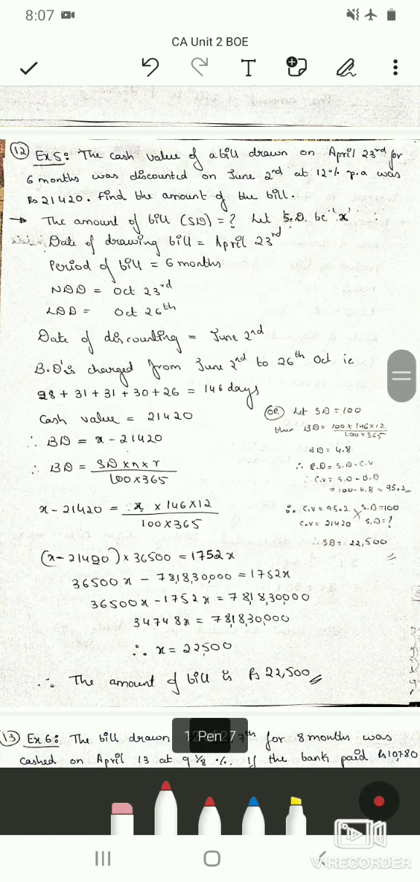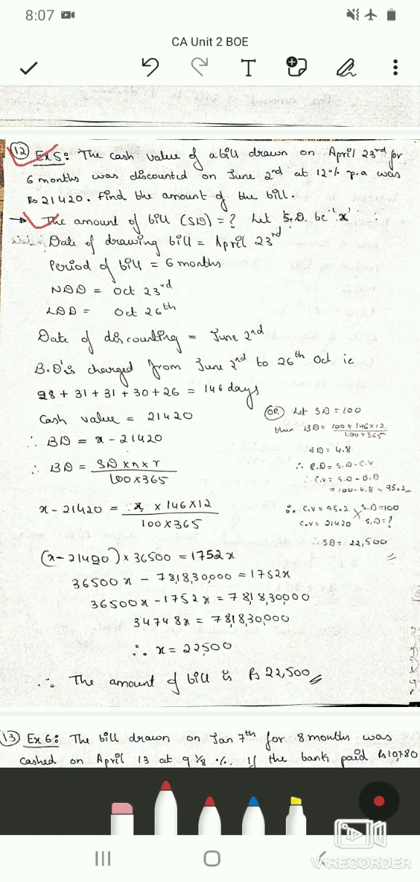So the fifth problem is: the cash value of a bill drawn on April 23rd for 6 months was discounted on June 2nd at 12% per annum was rupees 21,420. Find the amount of the bill. So in this question they have asked to calculate the sum due or the amount of the bill. So the amount of the bill, sum due, is unknown.